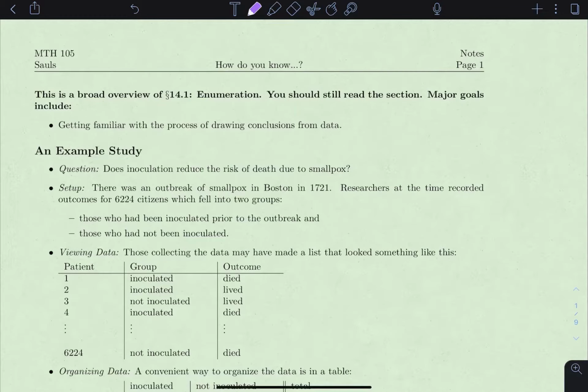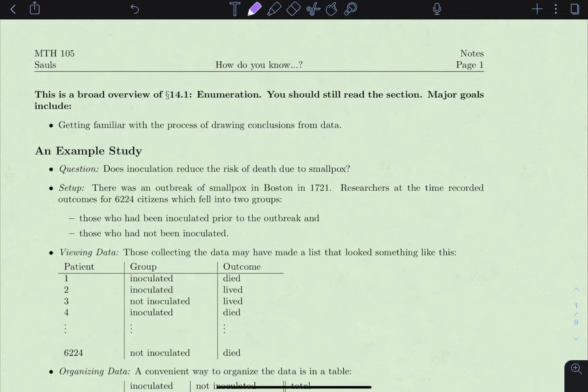Welcome. This is the first video in a sequence on the Introduction to Statistics. The first section that we're going to cover is from your book's 14.1, and it's about enumeration. And in this video, we're just going to discuss an example study to get a feel for the whole process of statistics. In the future videos, we'll talk about sampling and the differences between observational studies and experiments. But to start out, we're just going to go with an example.